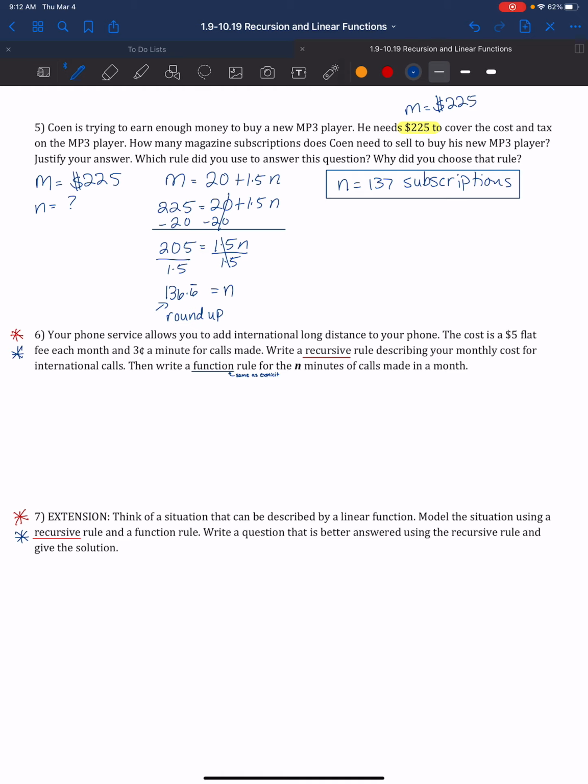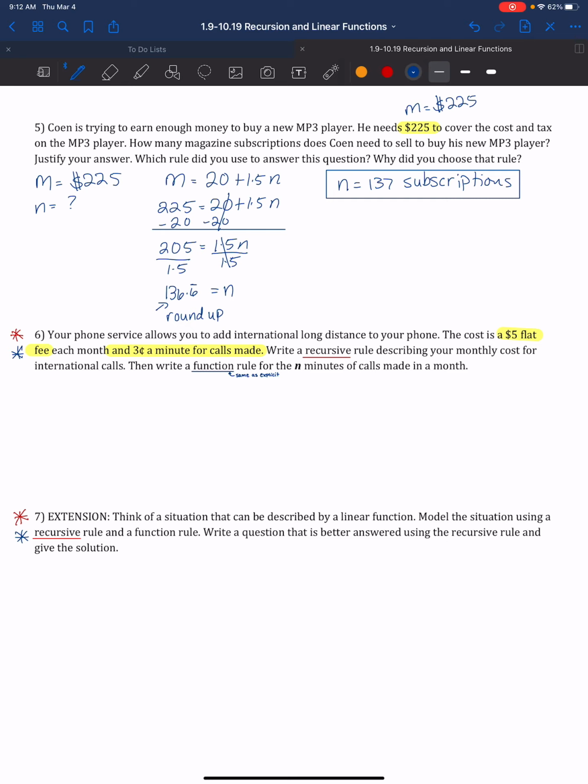Now it says your phone service allows you to add international long distance to your phone. The cost is a $5 flat fee, so I'm going to highlight that. Anytime you have info on a word problem like this, you always want to highlight it. So $5 flat fee each month and 3 cents a minute for calls made. Write a recursive rule describing your monthly cost for international calls, then write a function rule, also known as an explicit rule, for the n minutes of calls made each month.